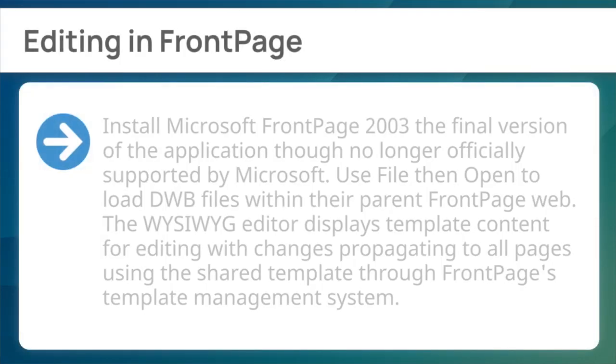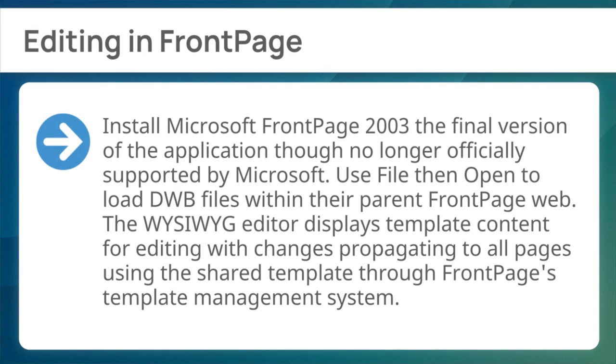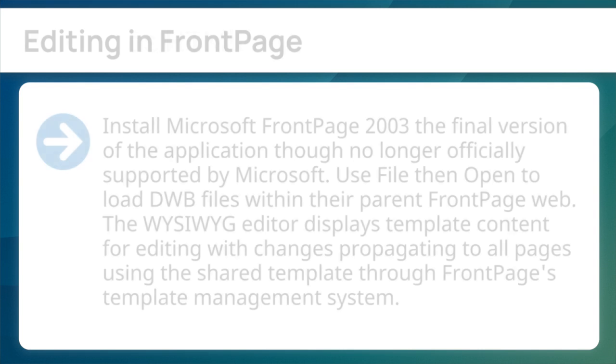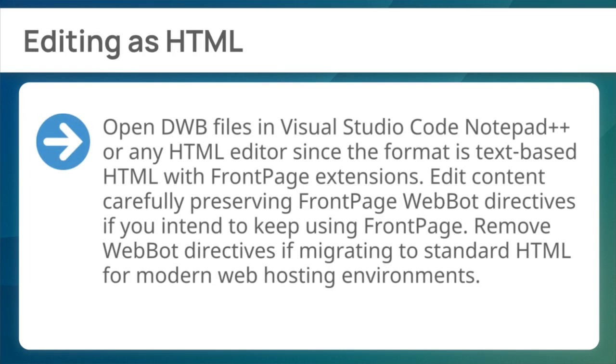First, editing in FrontPage. Install Microsoft FrontPage 2003. The final version of the application, though no longer officially supported by Microsoft. Use File then Open to load DWB files within their parent FrontPage web. The WYSIWYG editor displays template content for editing with changes propagating to all pages, using the shared template through FrontPage's template management system.